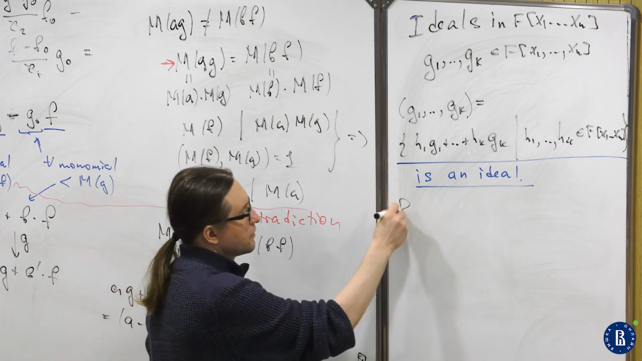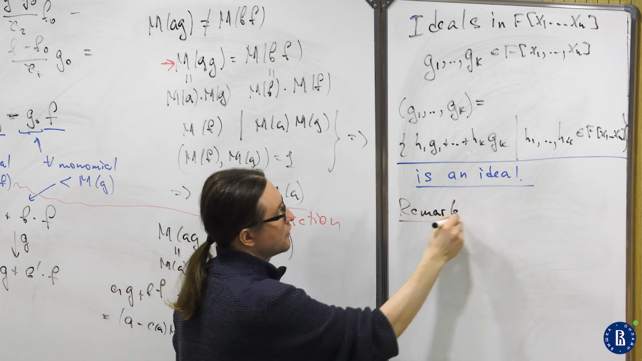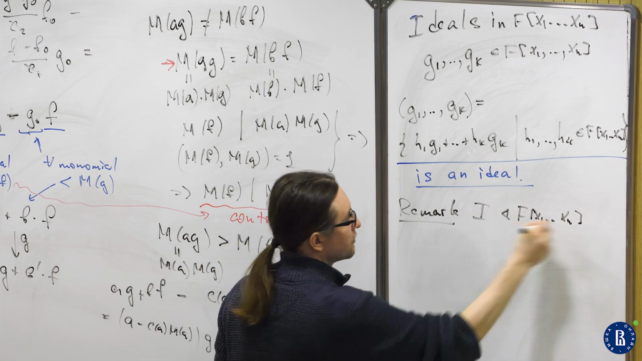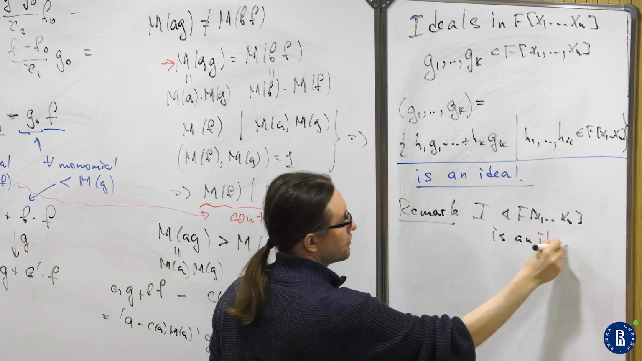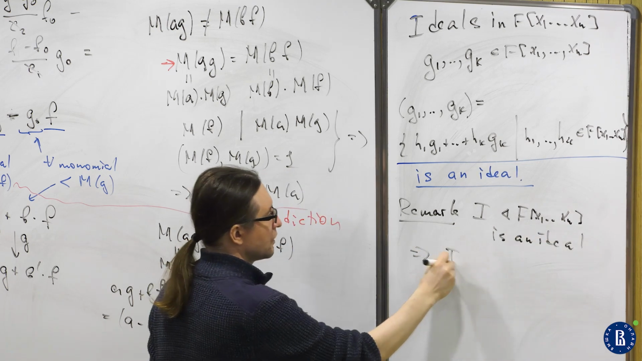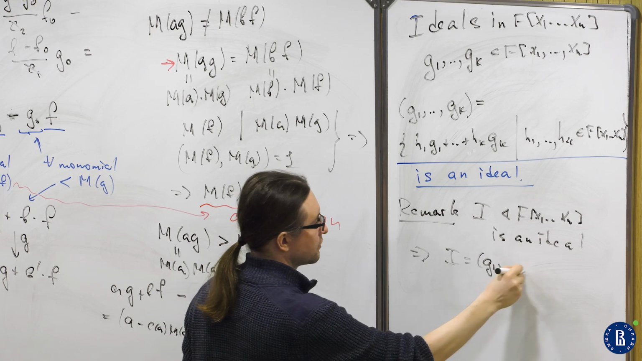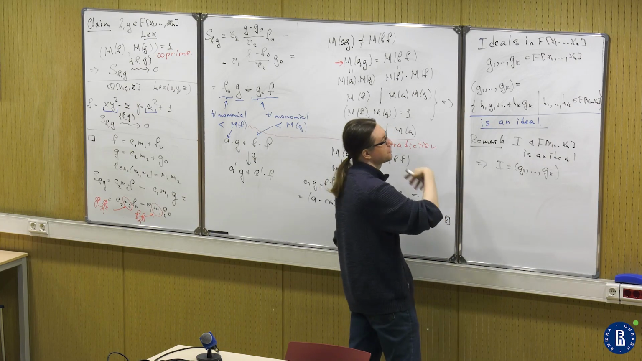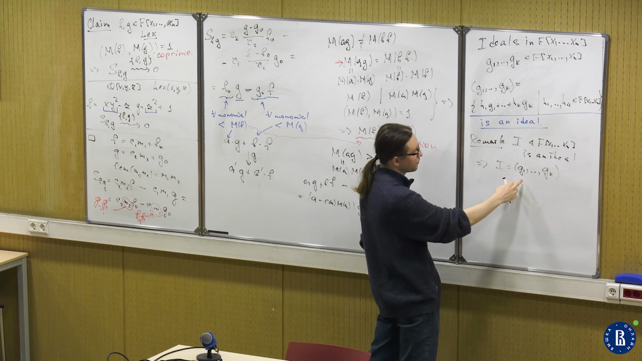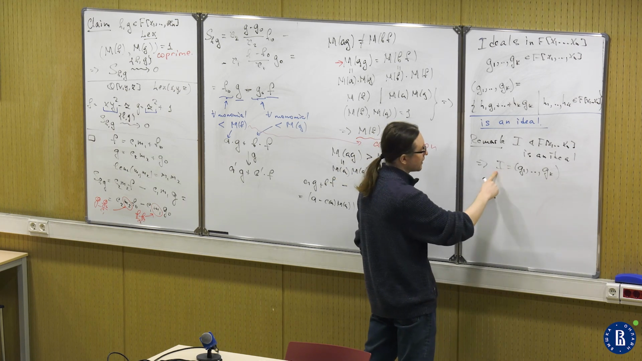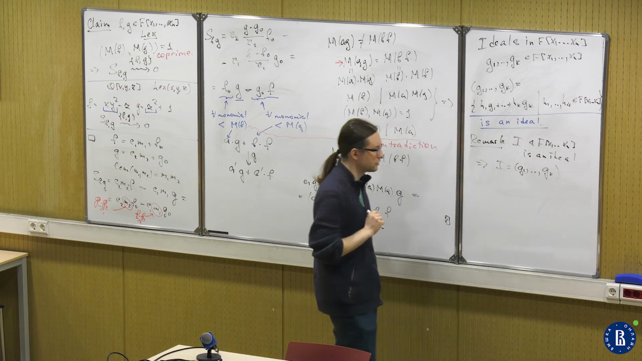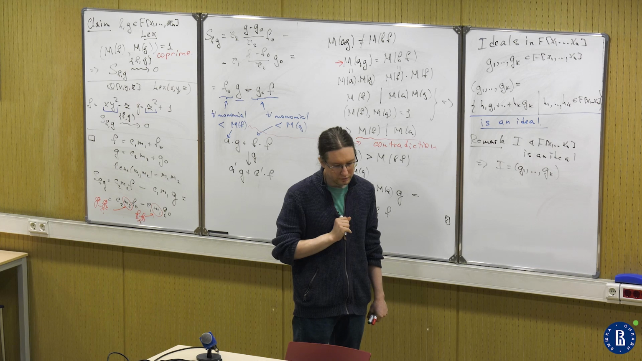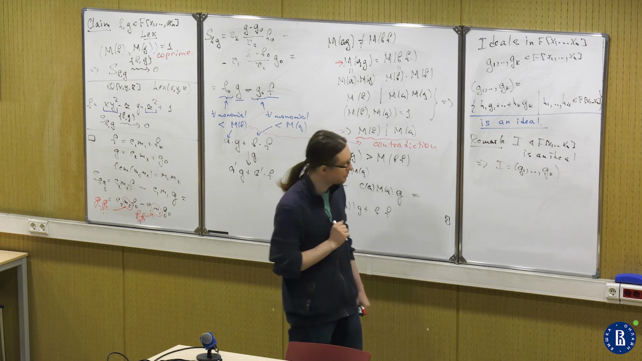OK, so the remark: if I is an ideal here, then I can be presented in this form. So strictly speaking, there exists a finite set of polynomials g_1, ..., g_k such that I is equal to the ideal generated by g_1, ..., g_k. This is what is called the Hilbert basis theorem.